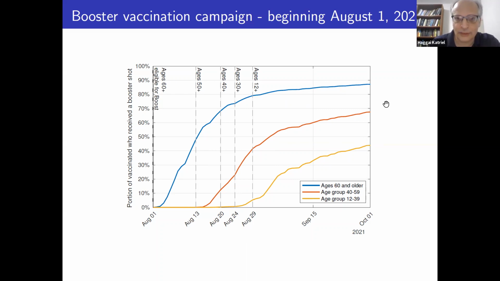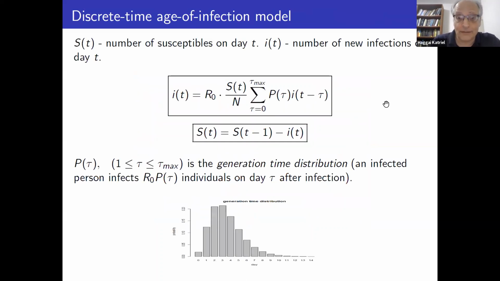In the younger age group, fewer people took the vaccine. And we wanted to model this, to have a model to predict what would happen, and to describe this waning of the immunity and this booster campaign. I want to describe briefly the type of model that we use. We're not using this SEIR model. We're using a different framework, which is called the age of infection model. So first of all, let me describe this.